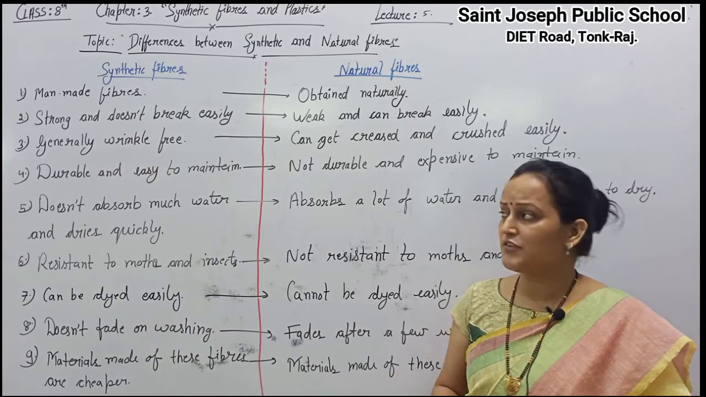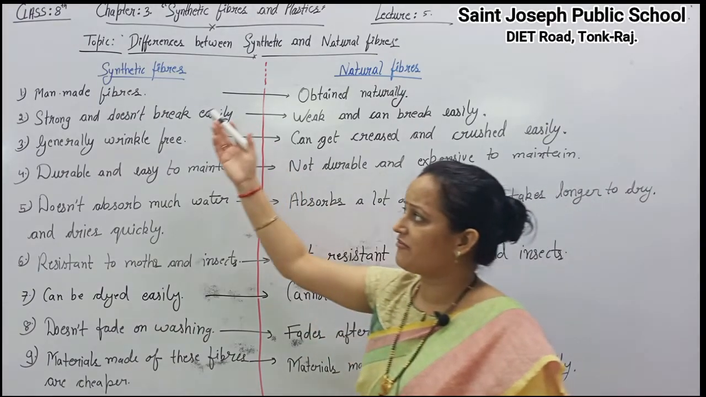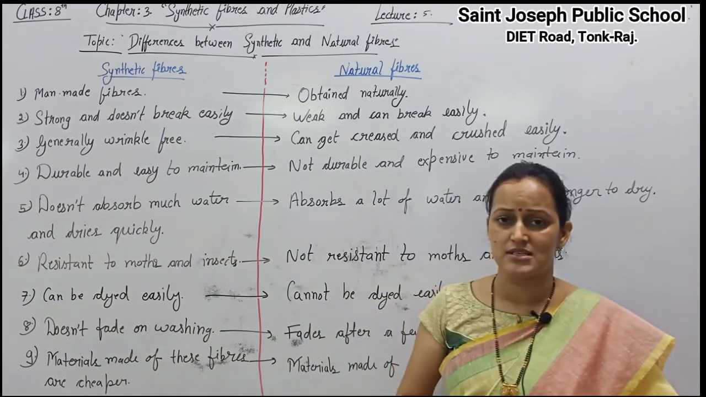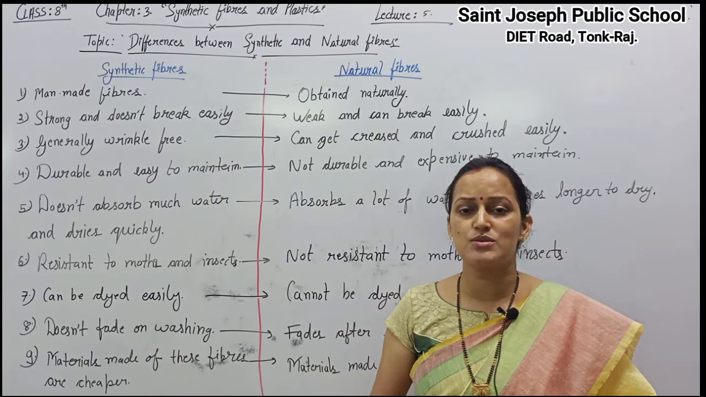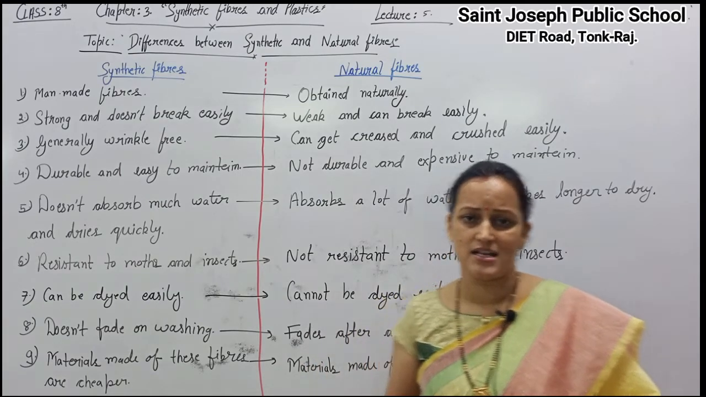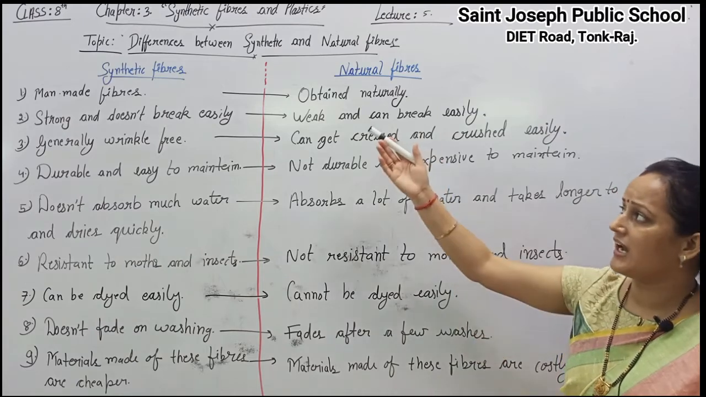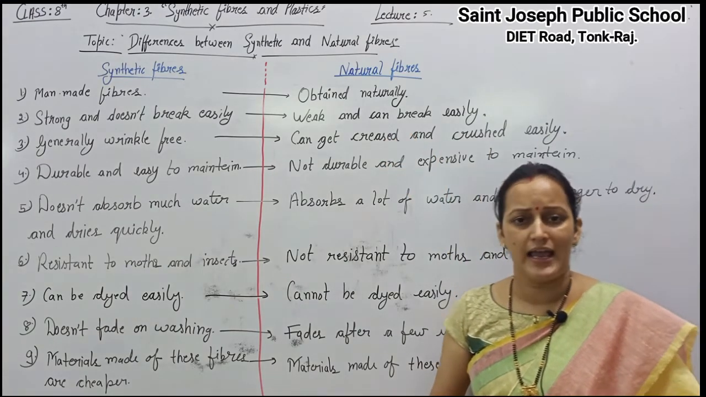Let's start with it. The first difference between the synthetic and natural fibers is that synthetic fibers are man-made fibers. They are synthesized in the factories or in the laboratories by using petrochemicals, air or water. But on the other hand, the natural fibers are obtained naturally either from plant sources or from animal sources.